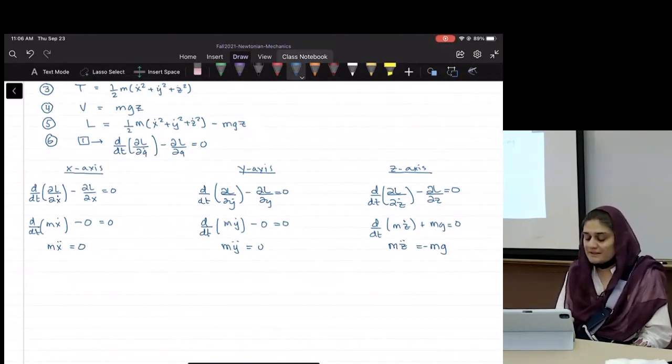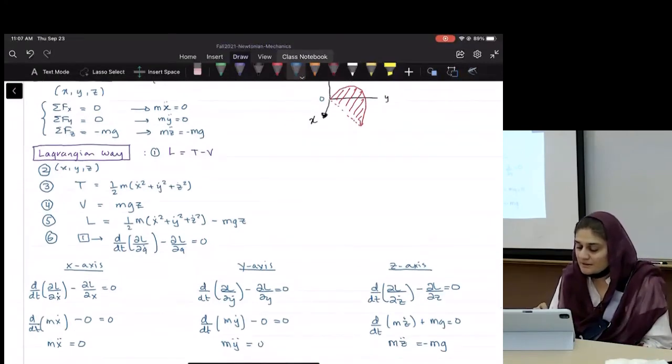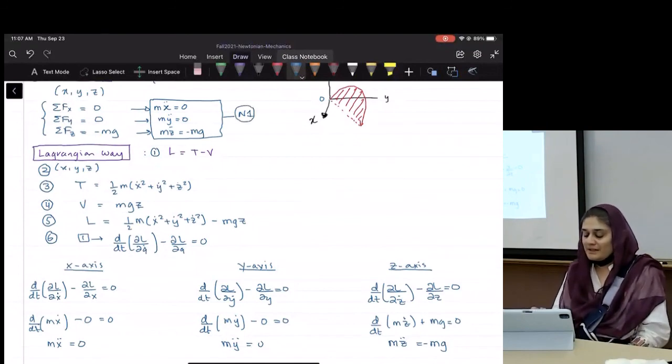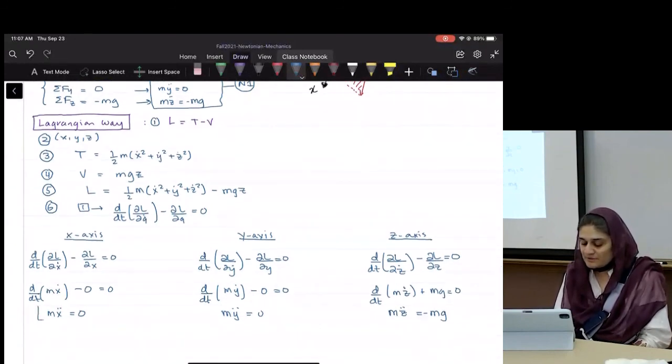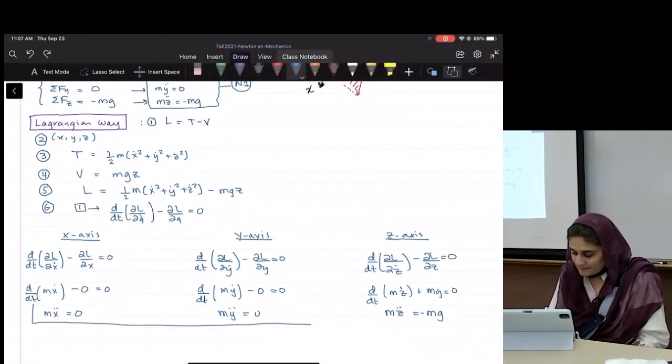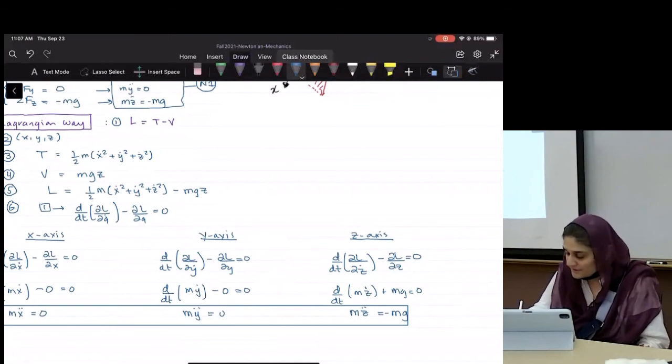Isn't it exactly the same as those equations that we got? I'm going to call this Newton 1. Are they not identical to those 3? Woohoo! So these ones I'm going to call Lagrangian ones, right?